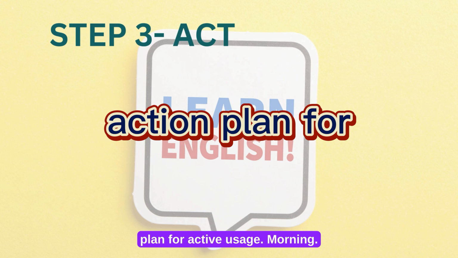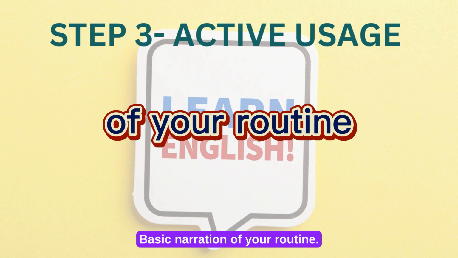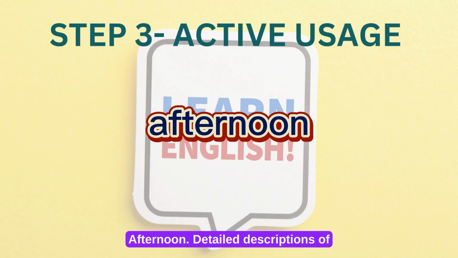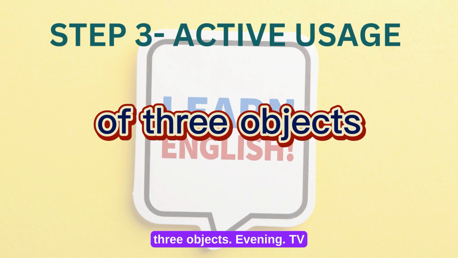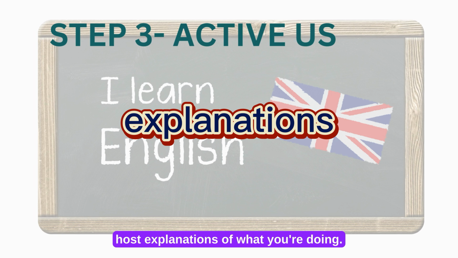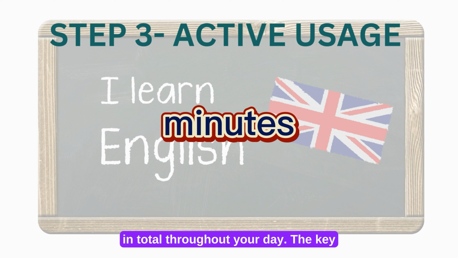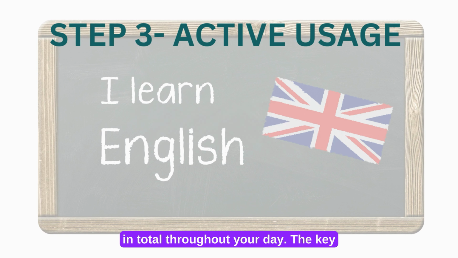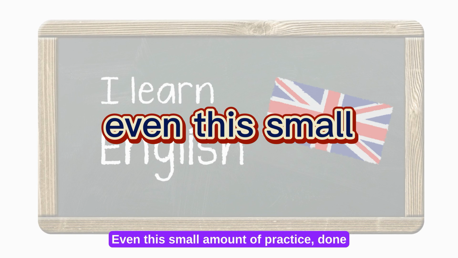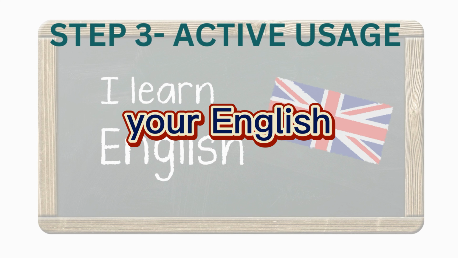Here's your simple action plan for active usage. Morning. Basic narration of your routine. Afternoon. Detailed descriptions of 3 objects. Evening. TV host explanations of what you're doing. Start small, just 2 to 3 minutes in total throughout your day. The key is consistency, not quantity. Even this small amount of practice, done regularly, will transform your English.